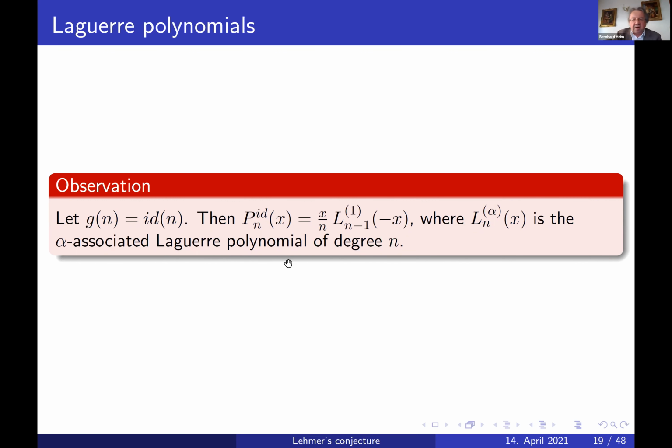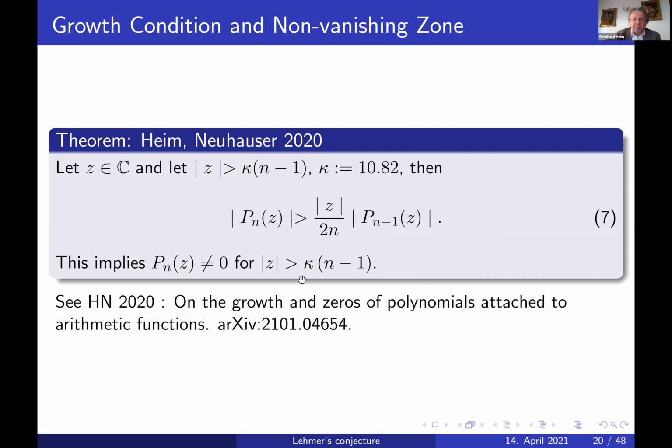Now that's very interesting because the Laguerre polynomials actually have very nice properties. They are orthogonal, they have real roots, simple roots, and interlacing. Now, what is possible, and you have seen the range of the roots, we have been able to prove a growth condition for these polynomials of this type. And of course, when you look at the recursion formula, it's obvious that these polynomials are different from 0 when kappa is 10.82, as we proved. So that means it's more or less linear in n-1. The root zone actually grows with n-1.